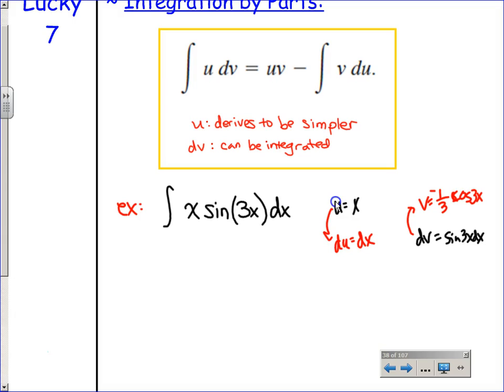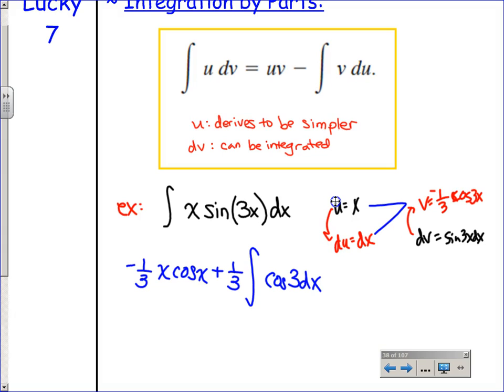Now what? Either memorize the formula and plug in the right pieces in the right places, or Lucky 7. Either way, you should end up with negative 1/3 x cosine 3x, uv, minus v, oh, it's a negative, du. I'm not done, but have you gotten there, or do you see how I got there? I took u, I took v, multiplied the two together, minus plugging in v and du. So u times v minus v du. v gets used twice.